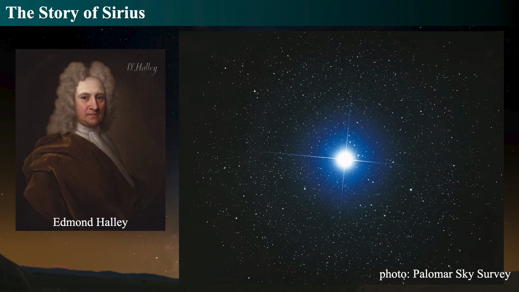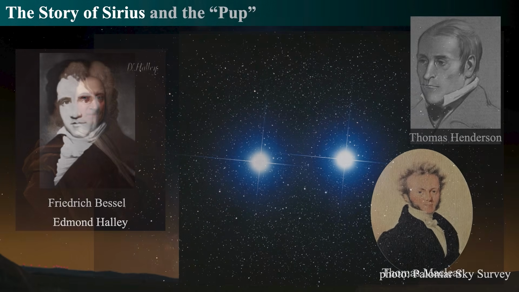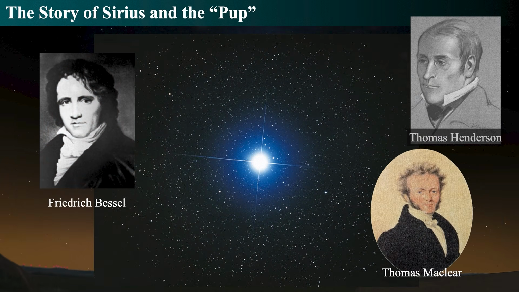This Palomar Sky Survey photograph of Sirius highlights the interesting observational problem. Sirius is so bright that it overwhelms the surrounding field and any faint nearby companion would be easily lost in the glare. A white dwarf companion would not be found by simply looking at a pretty star field. It required astrometry, careful measurement of the star's changing position, which was, of course, not possible for Edmund Halley back in 1717. In 1836, the German astronomer Friedrich Bessel discovered the parallax of a different star, 61 Cygni.